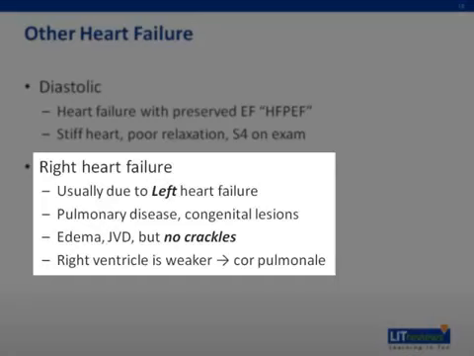The right ventricle is generally weaker than the left ventricle, so it cannot handle these elevated pressures very well, and ultimately progresses to cor pulmonale, which is the most severe state of right heart failure. The key to right heart failure and its diagnosis is that these patients will present with elevated JVP and peripheral edema, but their lungs will be dry, no crackles. Control of volume status, as well as treatment of the underlying condition, are keys to treating right heart failure.